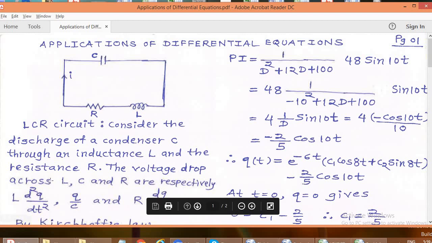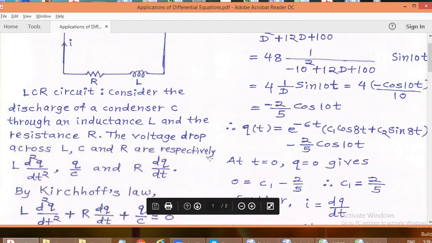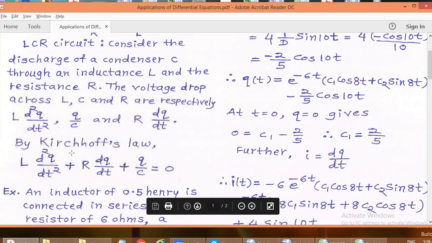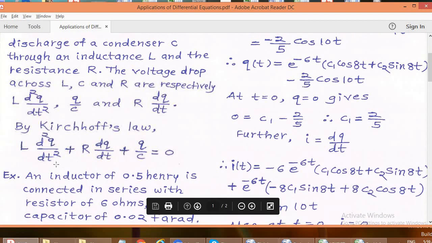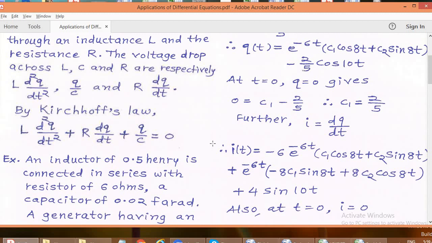The voltage drops across L, C and R are respectively given by L di by dt, that is L d square q by dt square, similarly q by c, and R times dq by dt. Then by Kirchhoff's voltage law we get L d square q by dt square plus R dq by dt plus q by c is equal to 0.